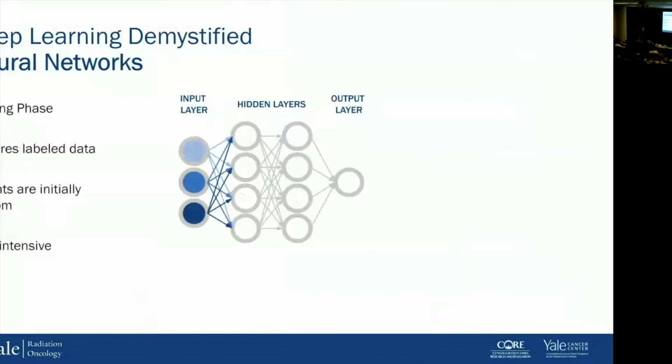And so, with neural networks, one disadvantage, or one thing that's important to note, is that they're supervised learning algorithms, so they require a significant amount of training. There's a training phase, which requires labeled data. So it's not an unsupervised algorithm, it's a supervised algorithm. And the weights are initially considered to be random. It's very time intensive, and it requires high performance GPU servers, which we've been very fortunate to have here at Yale. We have 2 of them, 2 NVIDIA DGX-1s, which are basically top of the line.